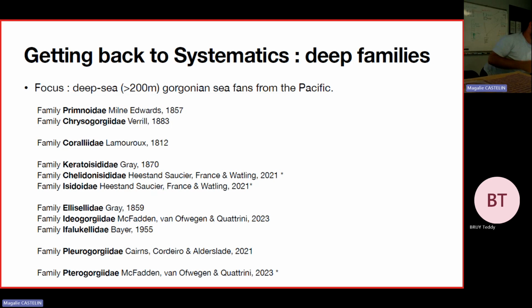Otherwise, families that are abundant and quite easier to distinguish, in my experience, are the Primnoidae, because they are so ornamented. The Chrysogorgiidae have very different forms, like the spirals and the branching patterns, the branching sequence, I'm sorry. So they can be taken apart quite easily. The Coralliidae are the red corals, and then the bamboo corals are easy to take apart. So if all of this is new to you, the first four are going to be the easiest to take apart. Okay.